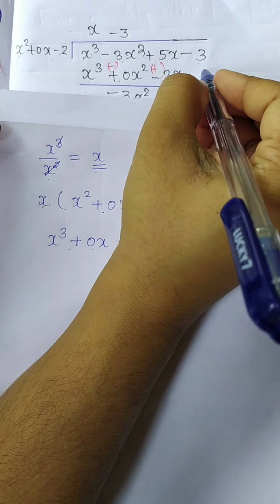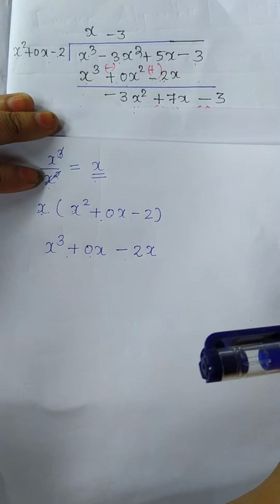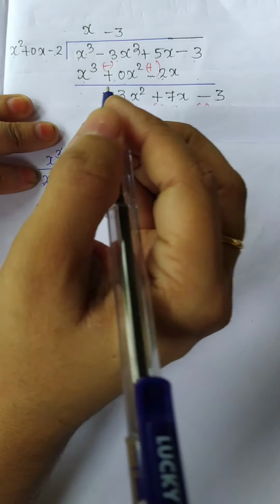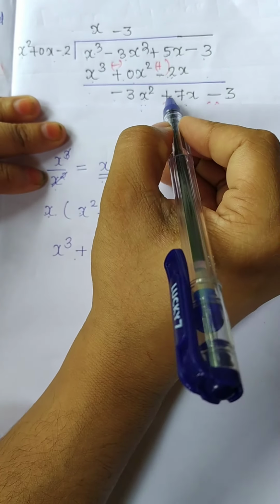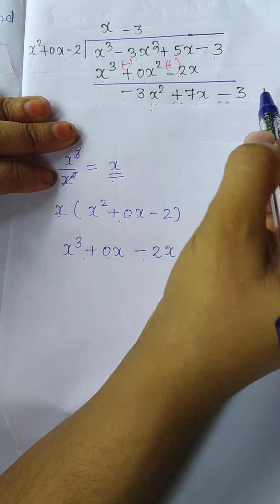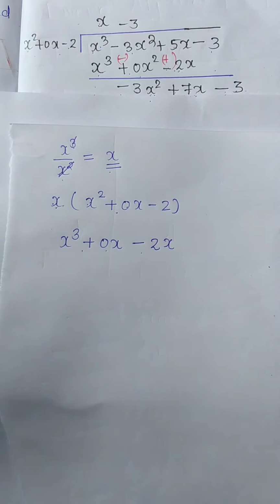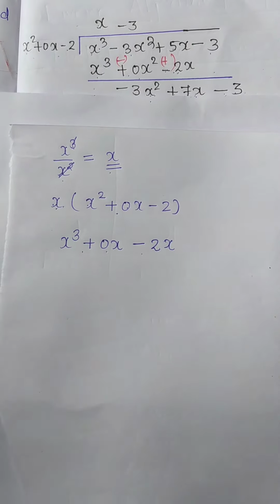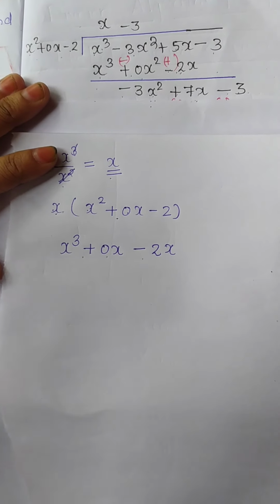Then what you have to do? We have to bring the third term and write it as minus 3. Minus 3x square plus 7x minus 3. Then again we get a new dividend here. What do you have to do? Again we have to obtain a new quotient.